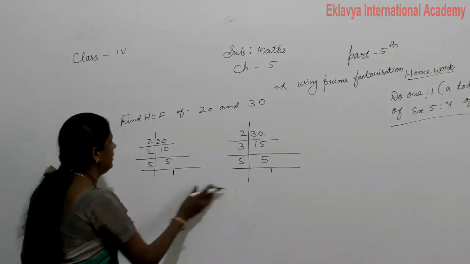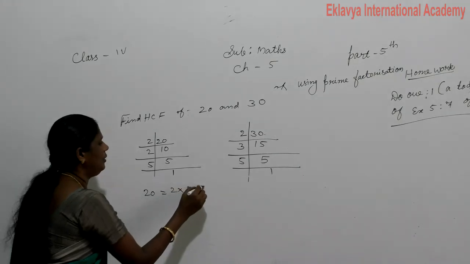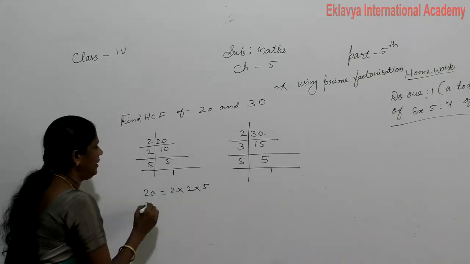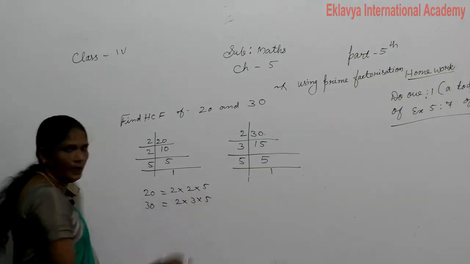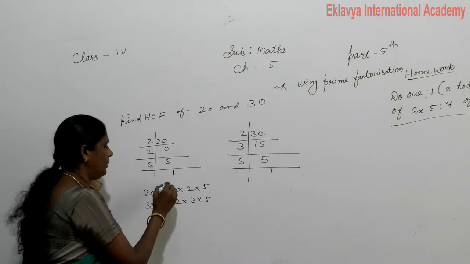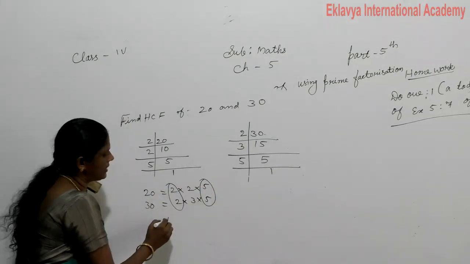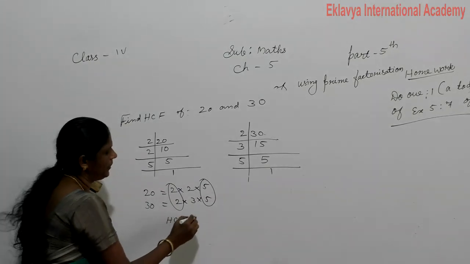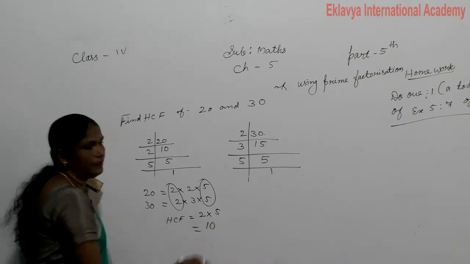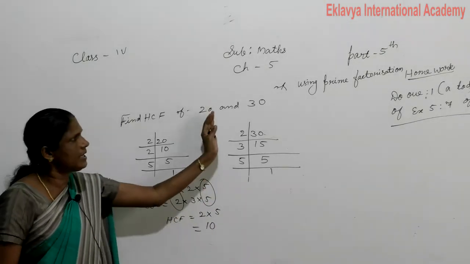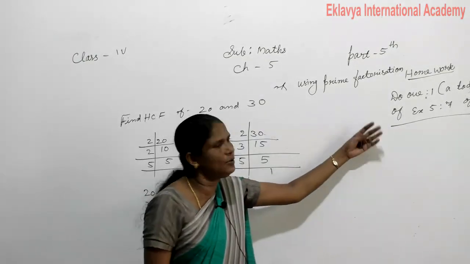Then you write 20 is equal to 2 into 2 into 5. 30 is equal to 2 into 3 into 5. Now circle the common ones: this 2, then this 5. Then HCF is equal to 2 into 5 is equal to 10. Do you understand HCF and prime factorization? Okay, thank you. You do these questions in your notebook, okay?